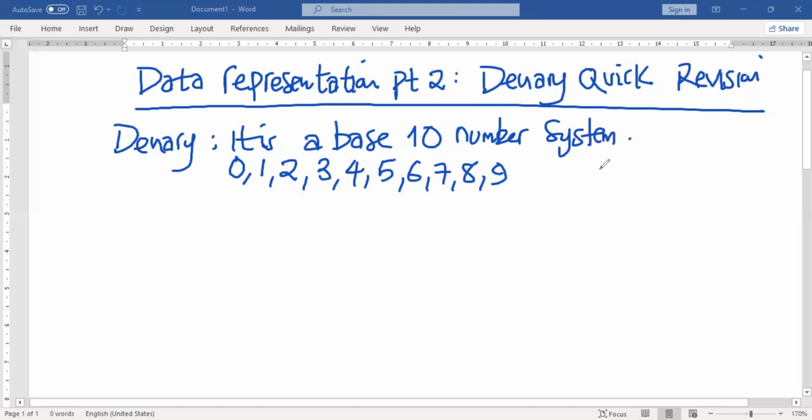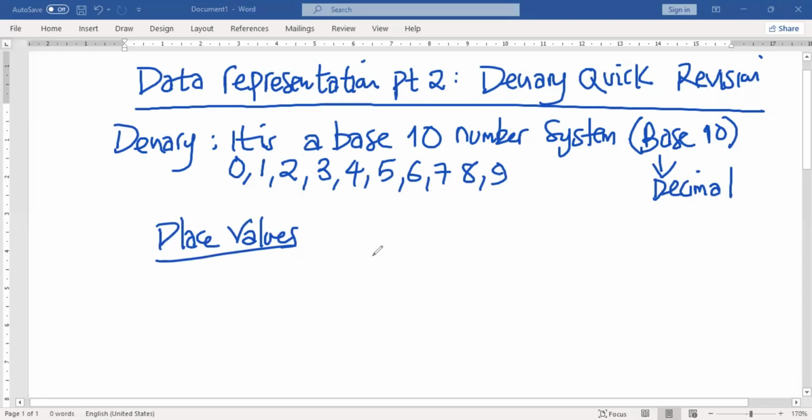So this one is also known as base 10, and we normally call it a decimal. We have a number 135. So let's look at the place value for this one.